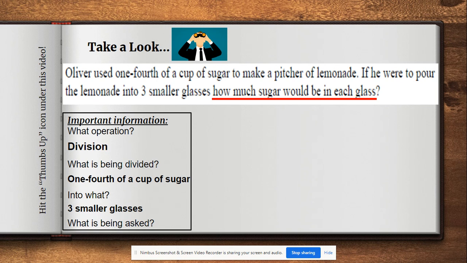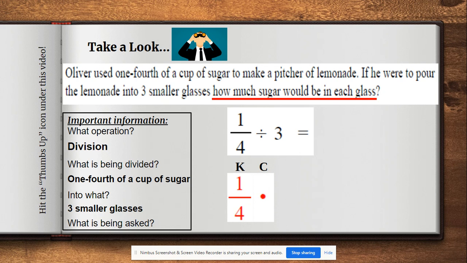From that, we're going to set up our problem. 1/4, because we know what's being divided. It's 1/4 cup of sugar into 3 smaller glasses. So 1/4 divided by 3. And that equals, well, let's think of our rule. Keep, so it stays at 1/4. Change your sign to a multiplication sign. And then flip. Find the reciprocal. Remember, if it's a 3, that's a whole number, which means we put a 1 under it. And what would that be reversed, or the reciprocal? It would become 1/3. So 1/4 times 1/3 would equal 1/12.